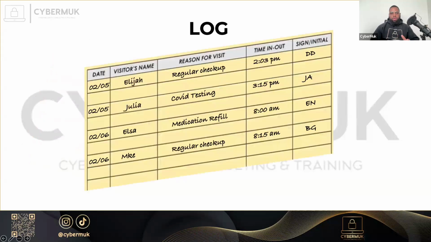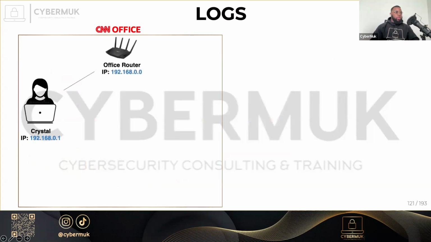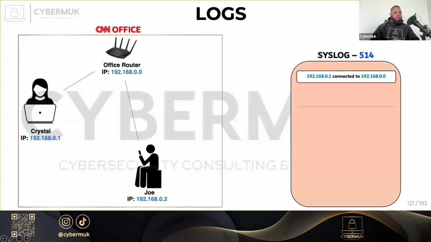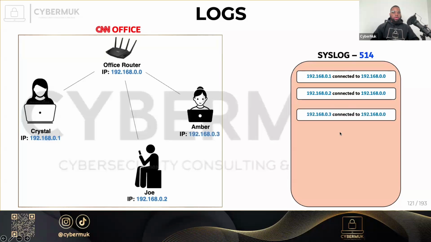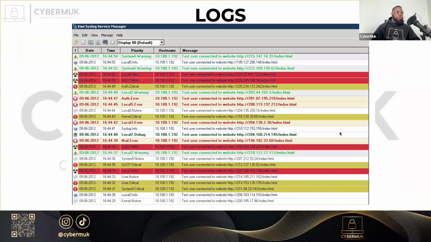Just like when you go to the hospital, you have a log for each user: name, the reason for checkup, the time, the date, initials, and more. In tech, we also have logs. So imagine here you have the CNN office. When Crystal connects to the router, there is log information somewhere that's recorded. When Joe connects to the router, there's log information somewhere that's recorded. Joe's IP address connected to the router. When Amber connects, the log information is recorded. When Joe visits a website, the log information is recorded, and that's how logging works. So these are multiple logs.